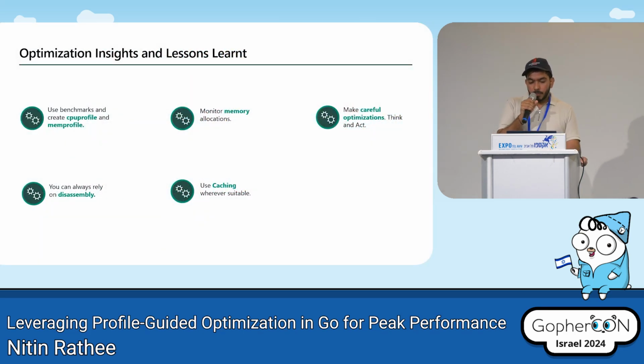Now I would want to talk about some of the optimization insights and the lessons that I have learned so far in my Go journey, where you could get better performance. The first one is to use benchmarks and create a CPU profile and memory profile. I cannot emphasize enough how important it is to create benchmarks. Let's say you realize this particular function is slow, or it is taking a lot of memory footprint, or it isn't behaving as well as it was supposed to. How do you go about getting that information out of it?